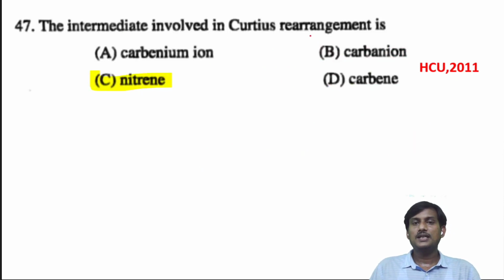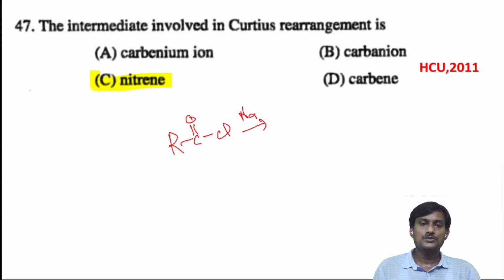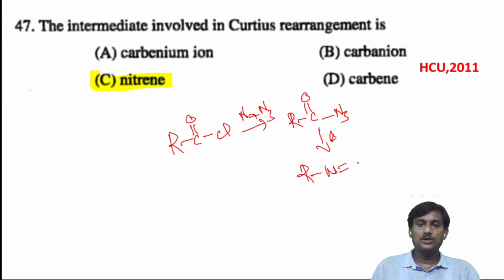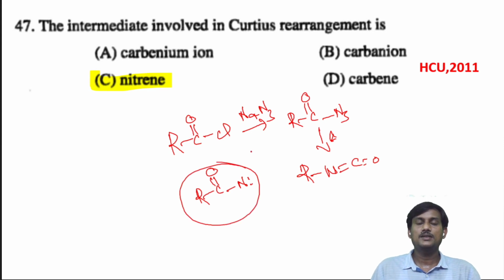The intermediate involved in the Curtius rearrangement is... In the Curtius rearrangement, this is the reagent. RCOCl is converted into RCON3 when you treat with azide. When you heat it, this one will be converted into R-N double bond C double bond O. In between, you will get a nitrene intermediate. Yeah, this is the intermediate you will get in the Curtius rearrangement. In Curtius, Lossen, Schmidt and all these reactions, the intermediate is the nitrene intermediate.